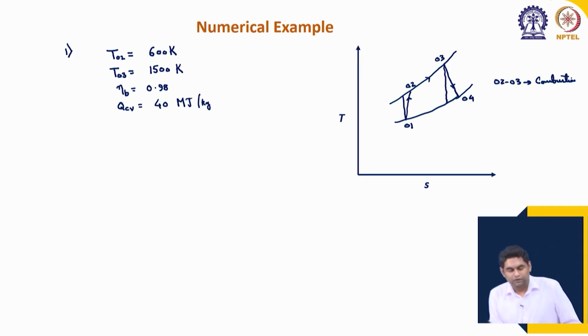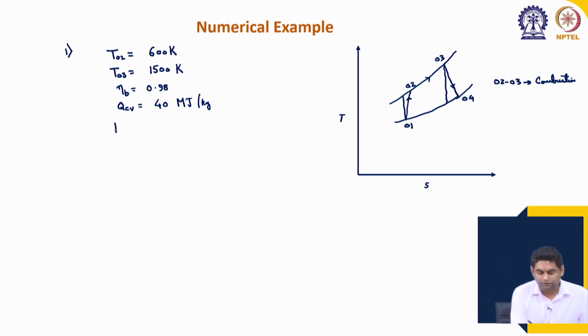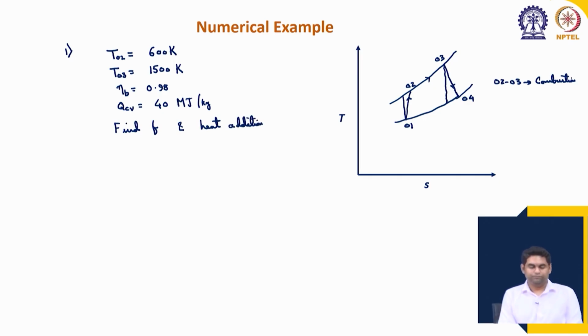We need to find the fuel air ratio that is needed to run this combustion chamber, and the amount of heat addition which occurs per unit mass flow rate of air at the intake. So, how do we do this?